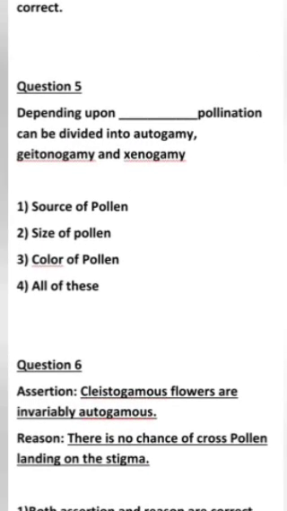Question 5. Depending upon dash, pollination can be divided into autogamy, geitonogamy and xenogamy. So it is written in the NCERT that it is depending upon the source of pollen, from where we are getting the pollen. If we are getting the pollen from the same flower, then it is autogamy. From a different flower but on the same plant, then geitonogamy. And from a different flower of a different plant, then it is xenogamy. So the answer is source of pollen.